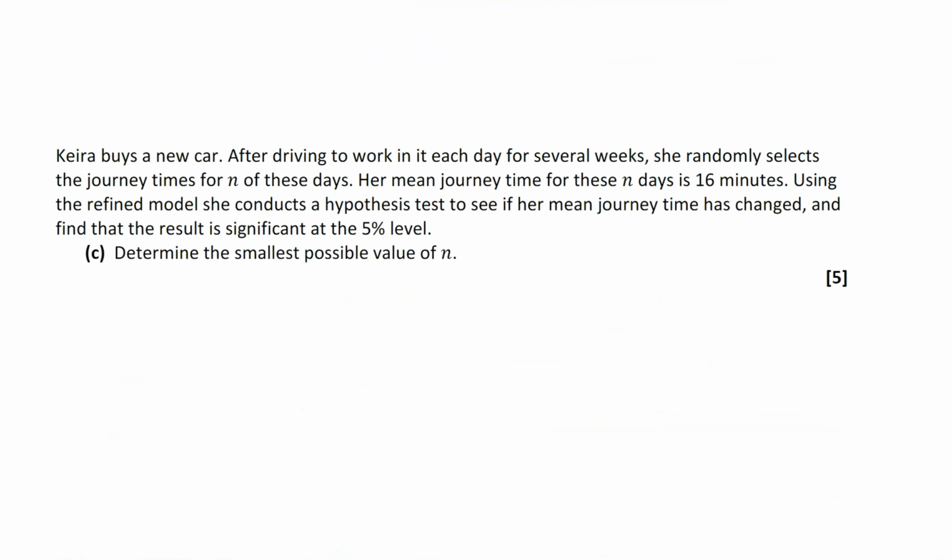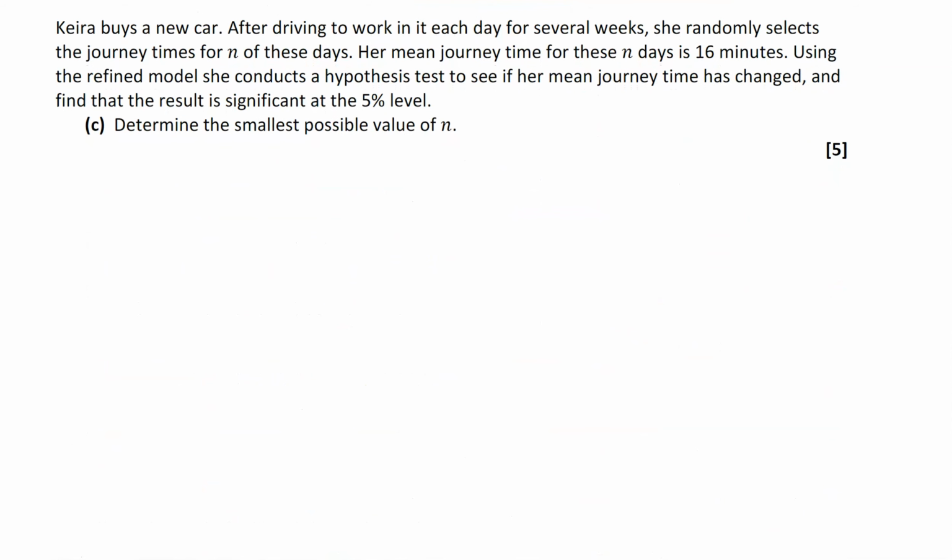So it's probably part C that's been causing the most difficulty. So let's just break this question down. Kira buys a new car. After driving to work in it each day for several weeks, she randomly selects the journey times for n of these days. So basically we've got a sample of n number of days. And usually in the question we get told what n is, but here we don't. Her mean journey time for these n days is 16 minutes. Okay, so this means the sample mean is 16. That doesn't mean the actual mean is 16 though.